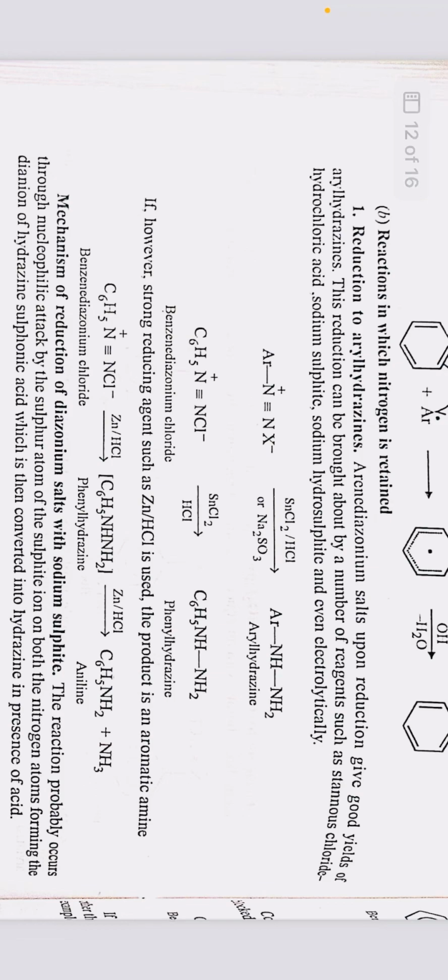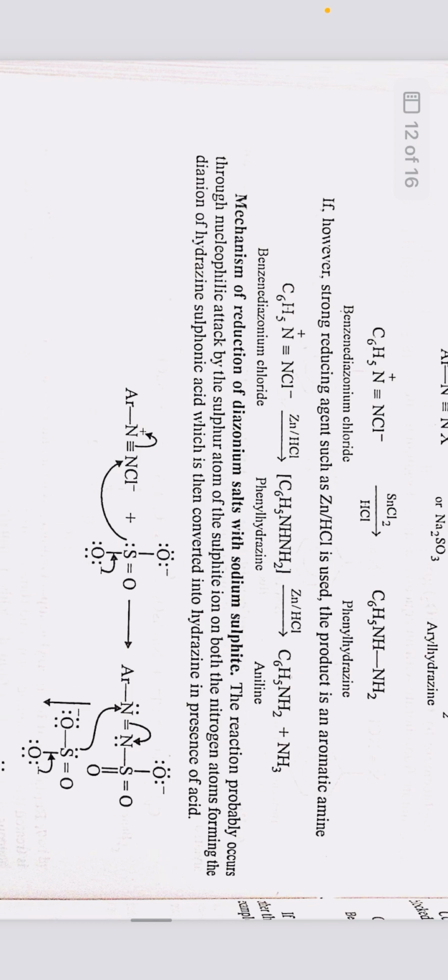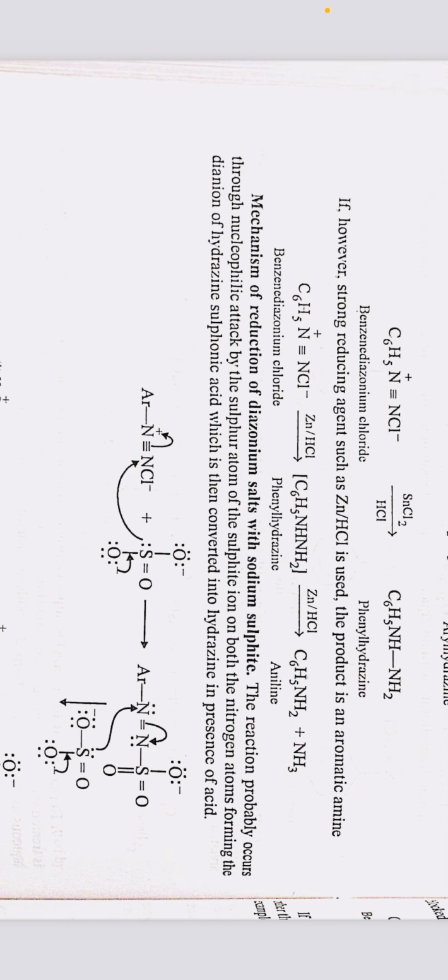B. Reactions in which nitrogen is retained. Reduction to aryl hydrazines. Arene diazonium salts upon reduction give good yields of aryl hydrazines. This reduction can be brought about by a number of reagents such as stannous chloride and hydrochloric acid, sodium sulfite, sodium hydrosulfite, and even electrically. If, however, a strong reducing agent such as zinc in the presence of hydrochloric acid is used, the product is an aromatic amine.